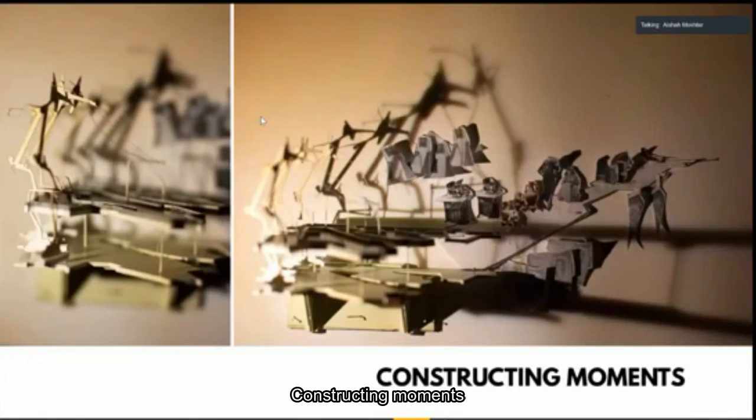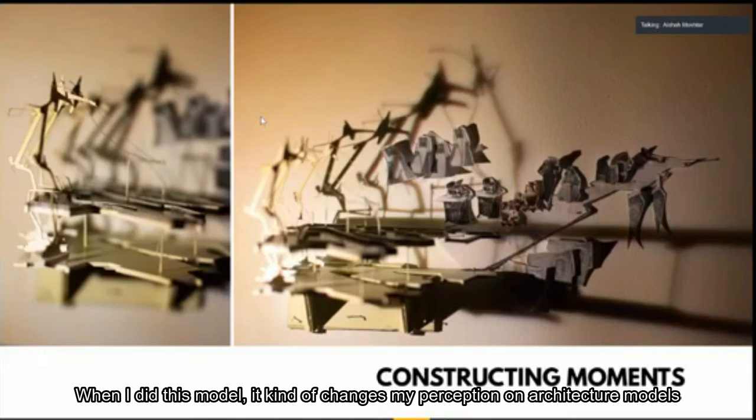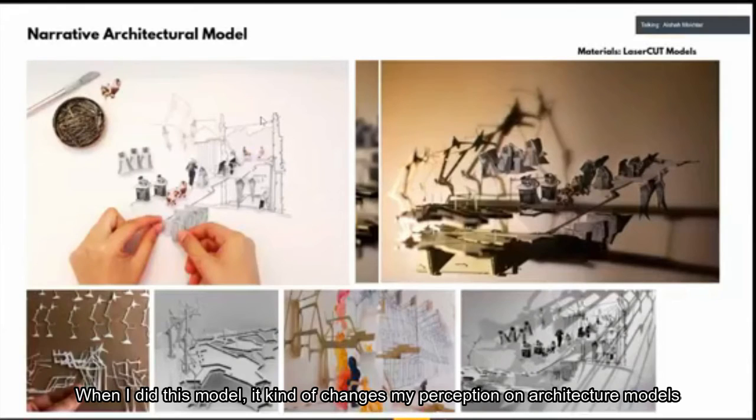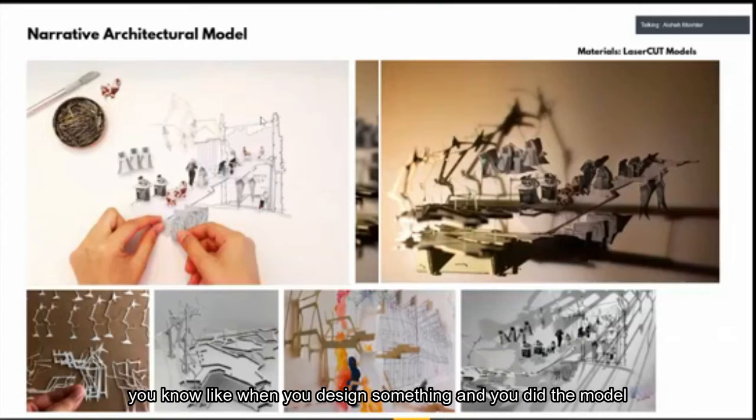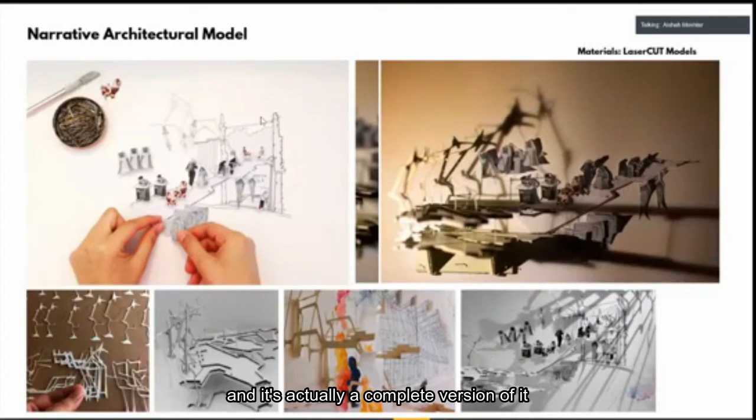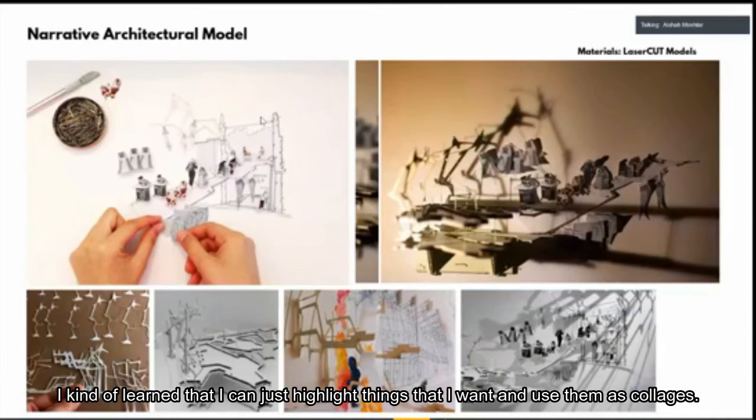Constructing moments. When I did this model, it changed my perception of architecture models, because usually I was taught that an architecture model should be a complete model, a complete version of what you design. But when I did this narrative architecture model, I learned that I can just highlight the things that I want in that model, and then use even collages. Like this one, I use 3D collages.